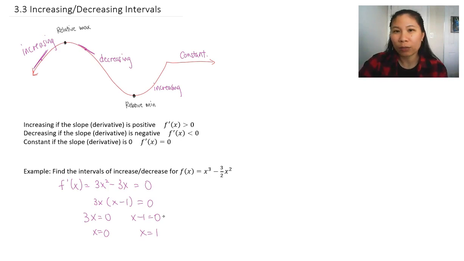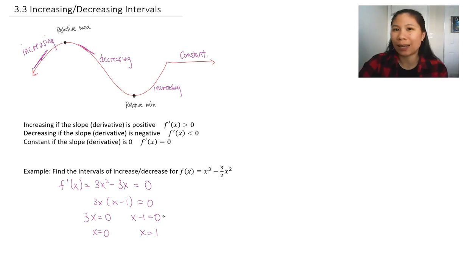Remember, when we find critical values, you also want to test if there's anything where you're going to have sharp turns, discontinuities, anything like that, because those also count as critical points. So here we just have a polynomial function, so there's nothing there with vertical tangent lines or anything like that. So our two critical points are just the 0 and 1.